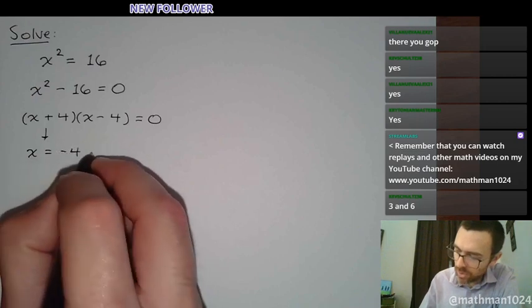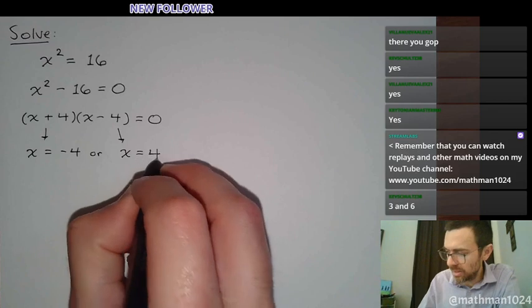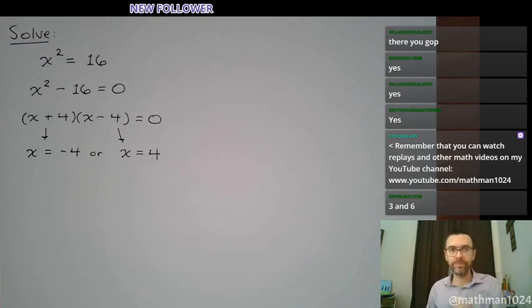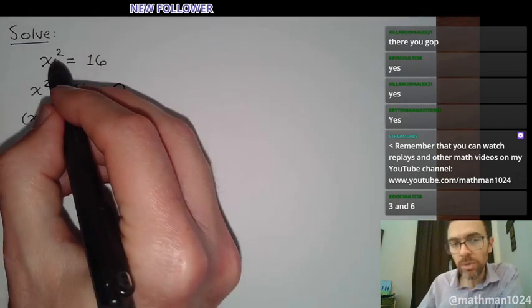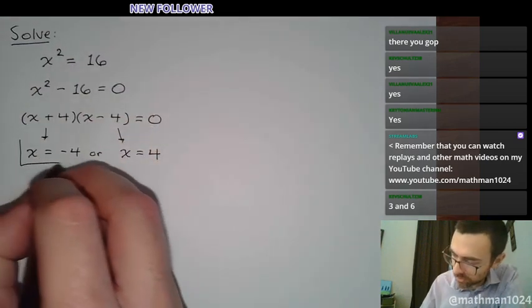X equals negative 4, or x equals positive 4. Right? No big deal. You factor, it's the difference of squares, and you get our two solutions, which we knew we were going to have two solutions because of this square right there.